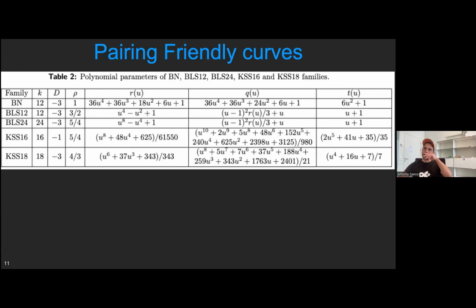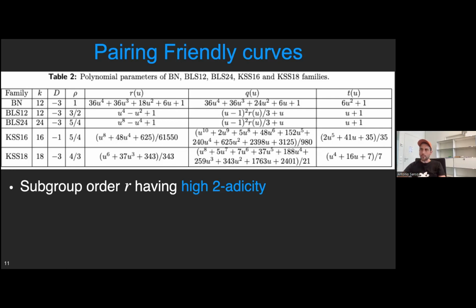What is common about this family of curves is that they are defined using polynomials. So the way you actually find suitable curves is starting from a seed, and the base field, the scalar field, and the trace of Frobenius are defined based on this seed. So you iterate over seeds until you find suitable parameters, and also some properties that will be interesting for zero knowledge. For example, you want the subgroup order R to have high two-adicity, that is a mathy way to say that R-1 must be divisible by a high power of 2.